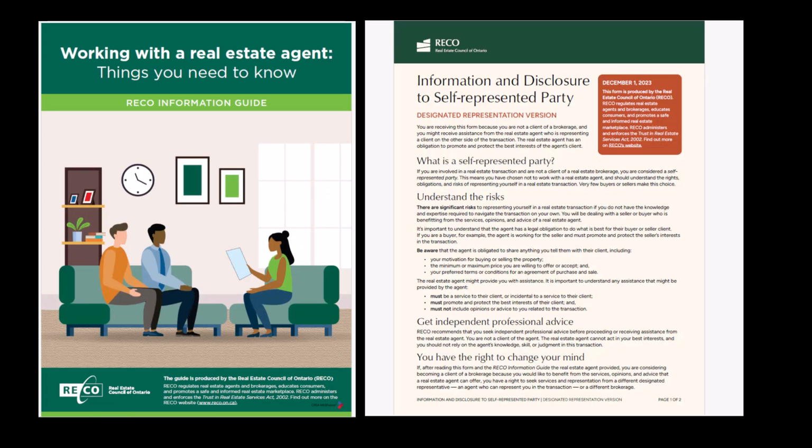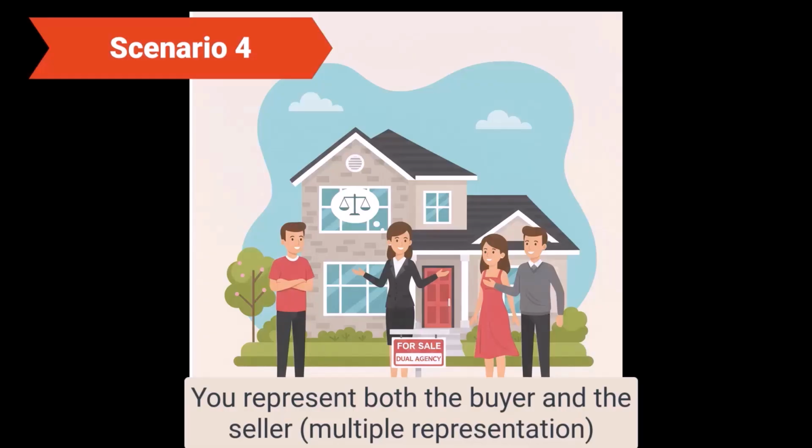And now remember, when you're representing a buyer who's interested in a for sale by owner property, the same rules apply. Make sure that the self-represented seller receives both the RICO guide and the information and disclosure form before you proceed with any negotiations. And finally, let's look at a situation where you're involved in multiple representation.